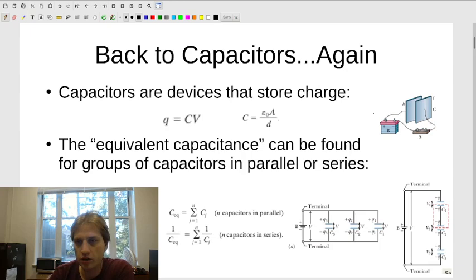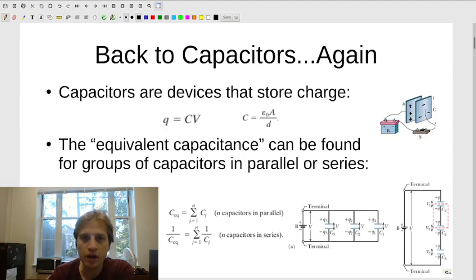Capacitors store charge. So if you connect up your capacitor across a plus and a minus battery, the side that's connected to the plus will get a plus charge. The side that's connected to the minus, so we're going to close that switch, would get a minus charge on it.